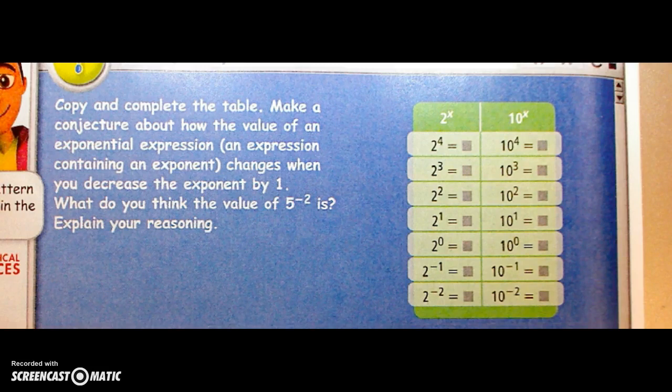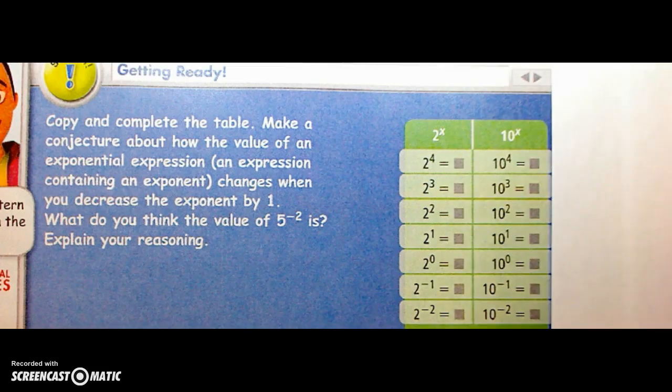Make a conjecture about how the value of an exponential expression, an expression containing an exponent, changes when you decrease the exponent by 1. What do you think the value of 5 to the negative 2 is? Explain your reasoning. So here we have 10 to the 4th.